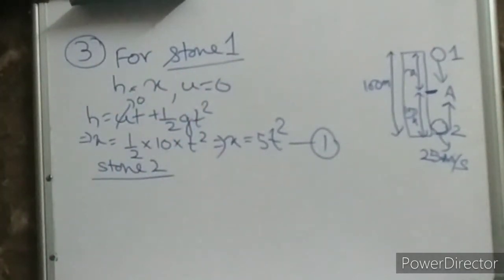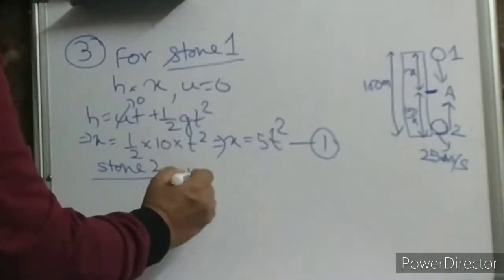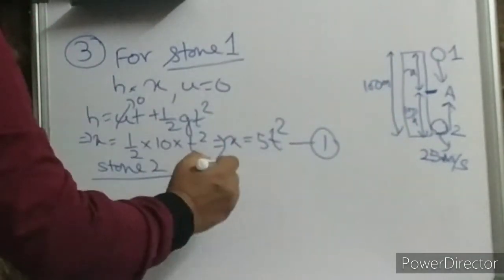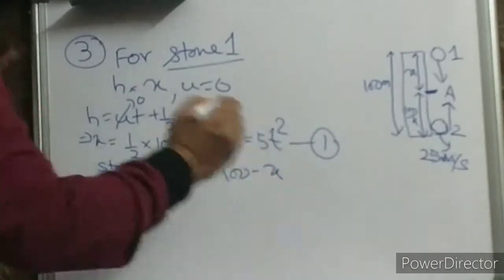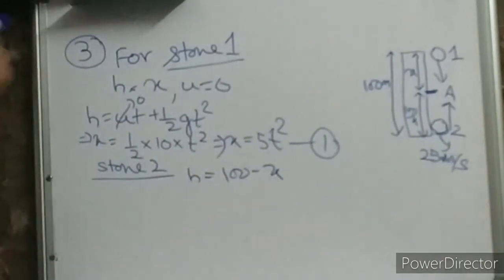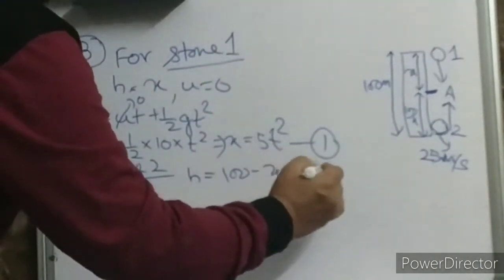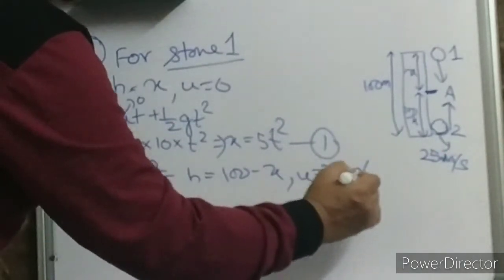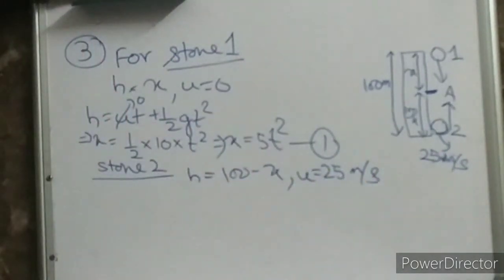Okay. So for stone 2, what is your h now? H will be how much? 100 minus x. What is u now? Given. U is given, 25 meter per second. G is also given, 10 meter per second square.